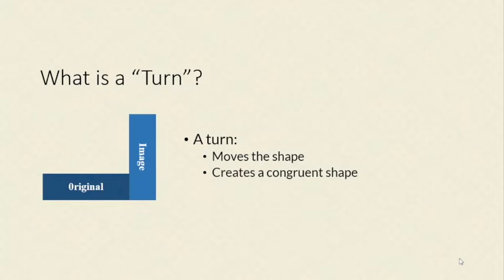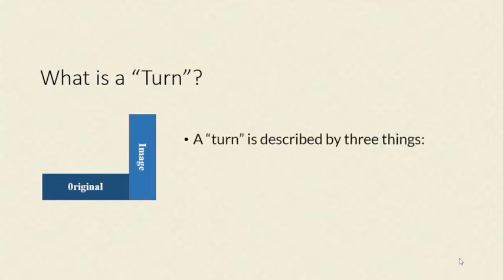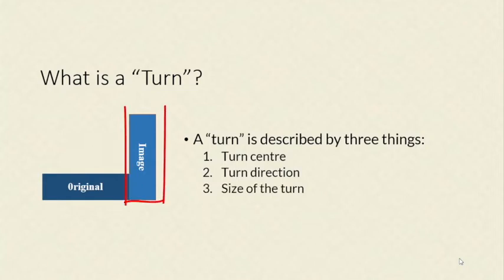And when we make a turn, we create a new shape, and that is called an image. So the original shape is the shape we have, and the new shape that's created after making a turn is called an image. When we are making a turn, it is described by three things. Number 1, turn center. Number 2, direction of turn. And number 3, size of the turn.